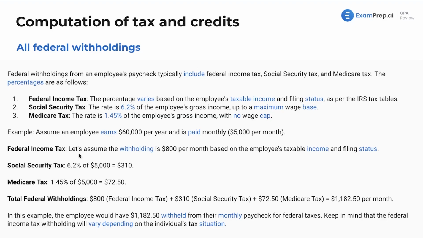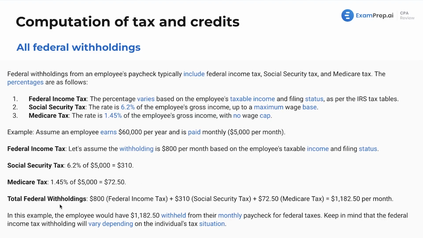So this withholding, what happens? They withhold, let's say, $800 per month based on the employee's taxable income and filing status. This is the money that your employer takes from your paycheck, gives it to the IRS, gives it to the government, and usually, statistically speaking, it's going to result in a refund for you, an overpayment for you, and you'll get that money back when you submit your tax return. The Social Security tax, well, that's 6.2% of the $5,000. They're going to withhold $310. And the Medicare tax, that's 1.45% of the $5,000, giving you $72.50.